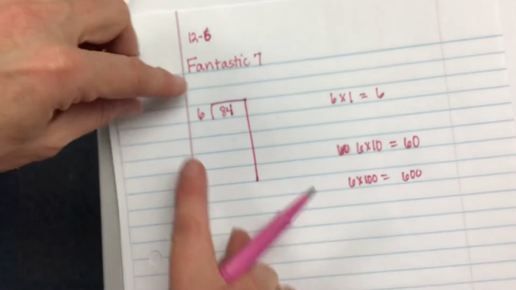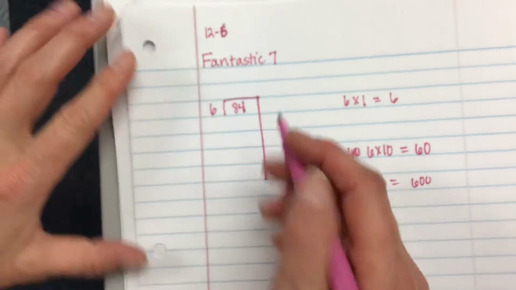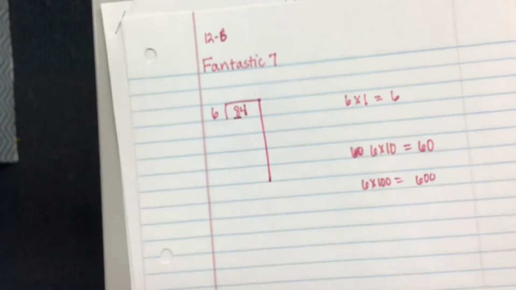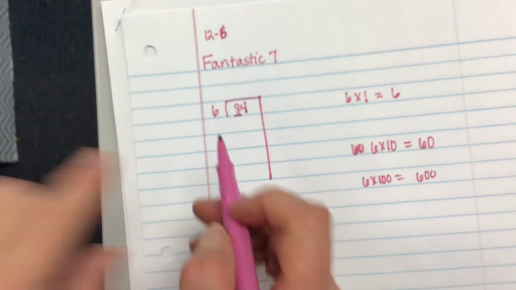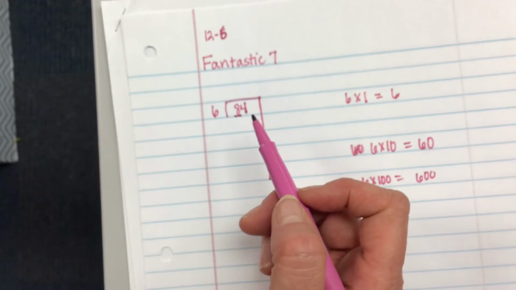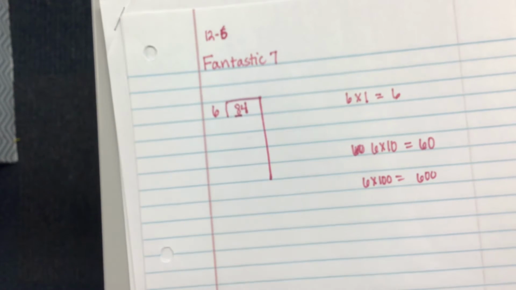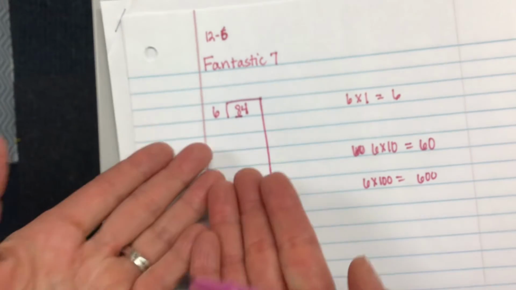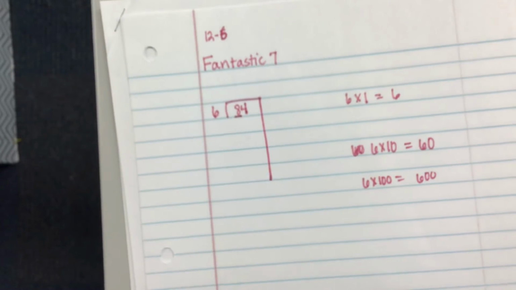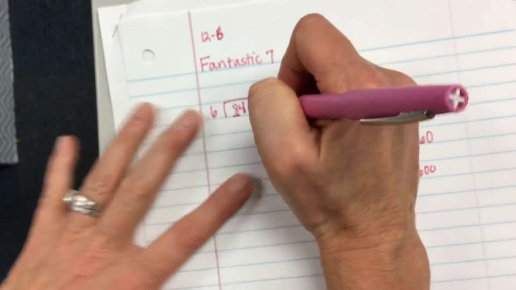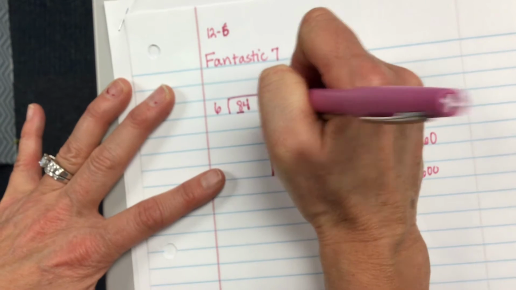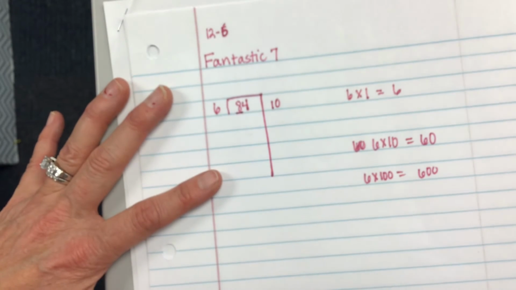So first I'm going to just look again, and remember I told you the shortcut. Look at that 8. That's our digit in the tens place. Can my 6 go in there more than one time? No. So 10 is as big as I'm going to be able to go. I'm not going to be able to go 20. Okay? So I'm going to put 10 over here. That's my first partial quotient.